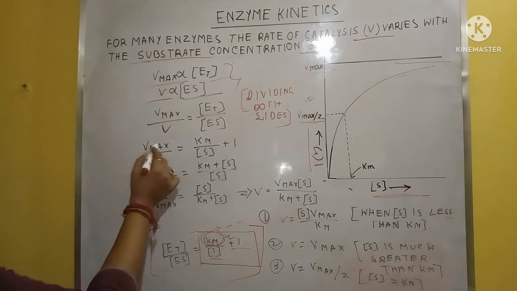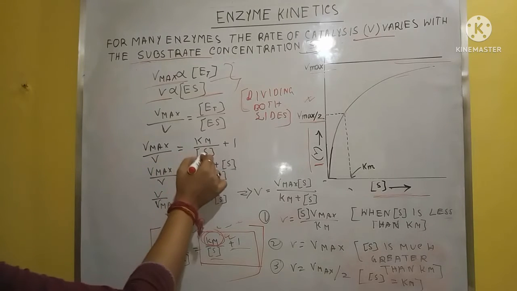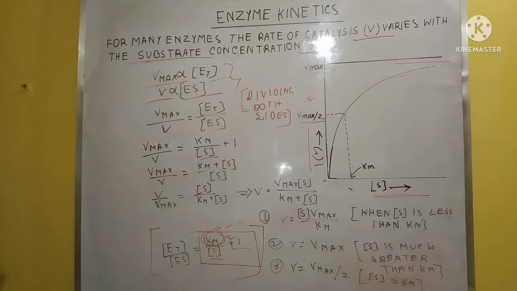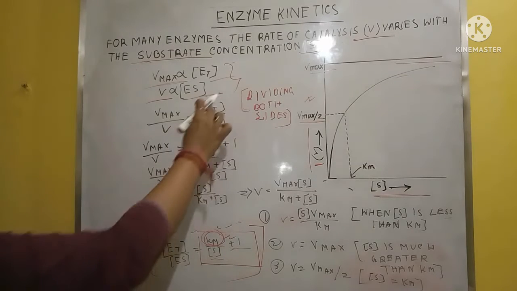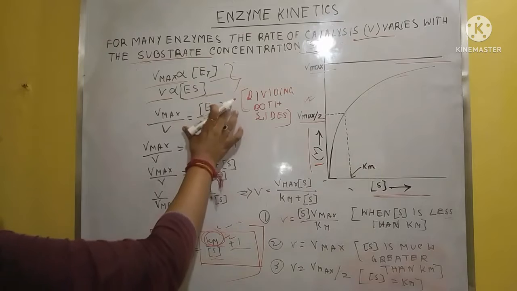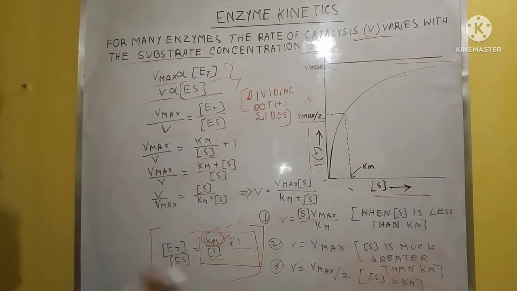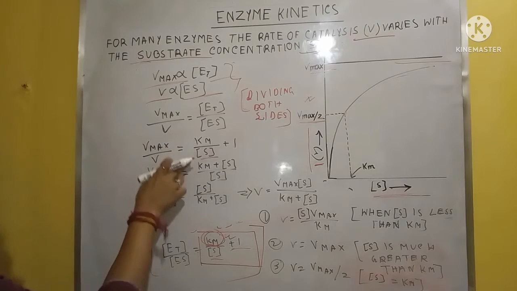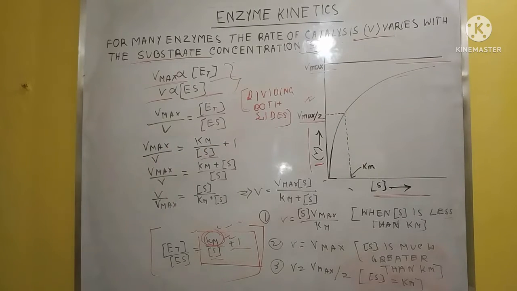Now Vmax by V equals Km by S plus 1. How do we write here? We explained that ET by ES equals Km by S plus 1. So here, replacing ET by ES, I write down Km by S plus 1. Okay, this one.